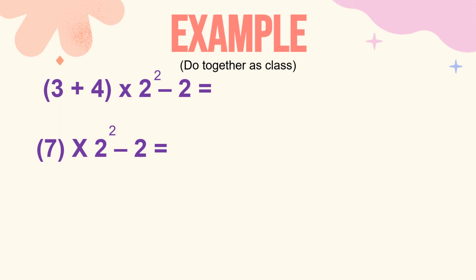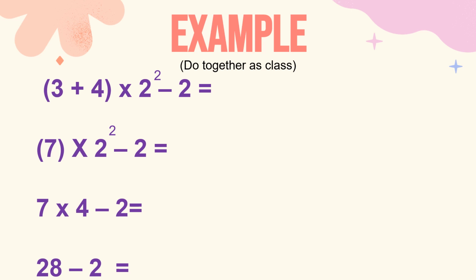The next step is what? Exponents. So we have our exponent here, 2 squared, 2 to the second power, which is basically 2 times 2. So let's go ahead and substitute that in. 7 times 4 minus 2. Now we have multiplication and division. Again, we'll do multiplication and division from left to right. So multiplication comes first. 7 times 4 is 28.